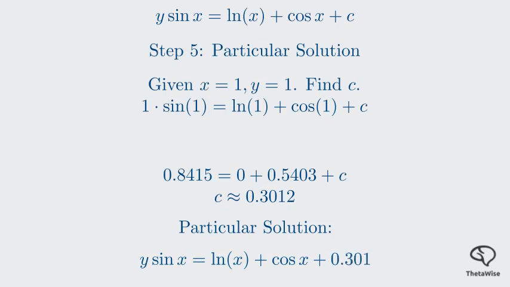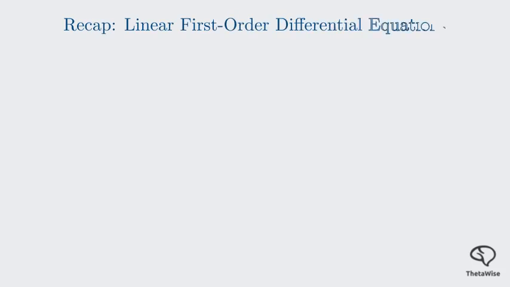This was a good final example to consolidate all the steps, including the use of initial conditions for finding the particular solution. We've now worked through a variety of examples using the integrating factor method. You've seen how to identify P(x) and Q(x), calculate the integrating factor, integrate the Q times IF product, and handle initial conditions. This method is a powerful tool for solving a wide class of differential equations.